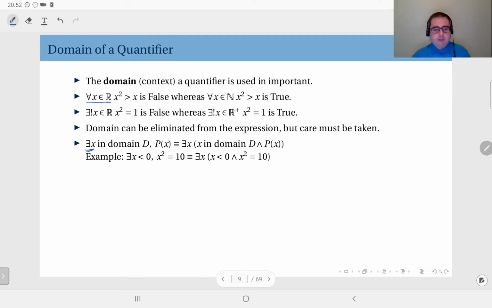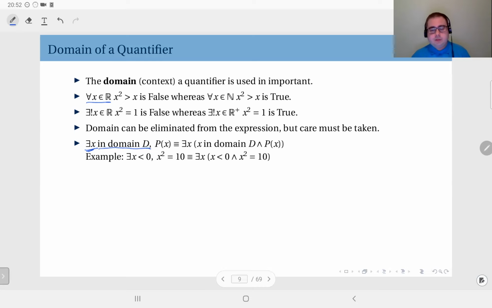take the existential quantifier. In this statement, we have the domain D. So there exists an x in domain D. D could be any set you can think of. Or if you're not talking about numbers, it could be some other structure. P of x. Okay, there exists an x in domain D, P of x.